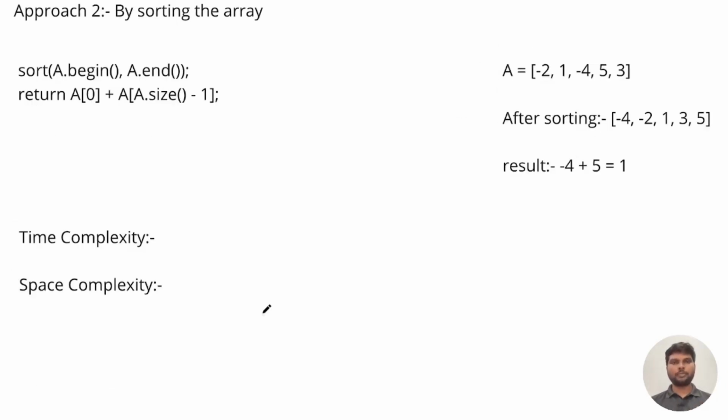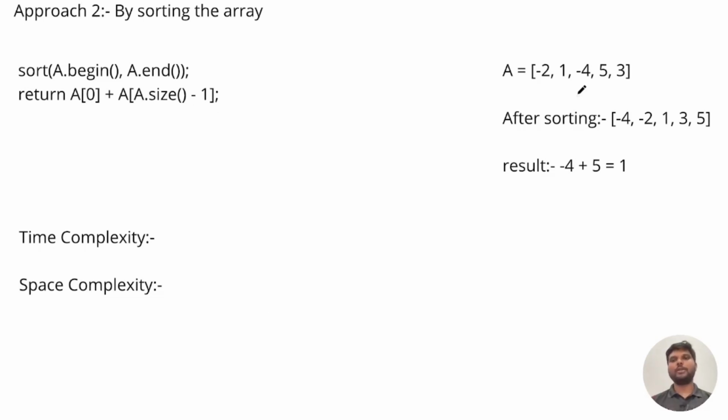So this is the second approach by which we can solve this problem. In this approach, we do sorting. Okay, so we will sort the array. After sorting, the minimum element will be the first element in the array, and the maximum element will be the last element in the array. So we just return the sum of the first element and the last element of this array.